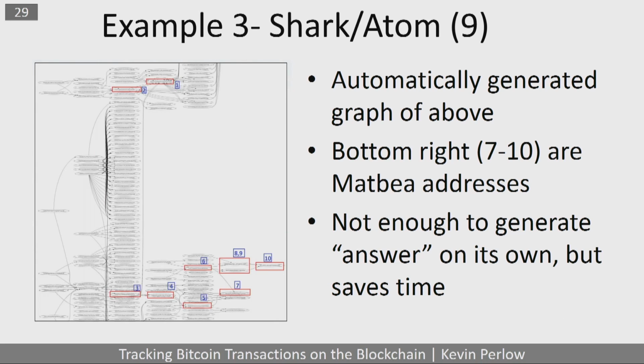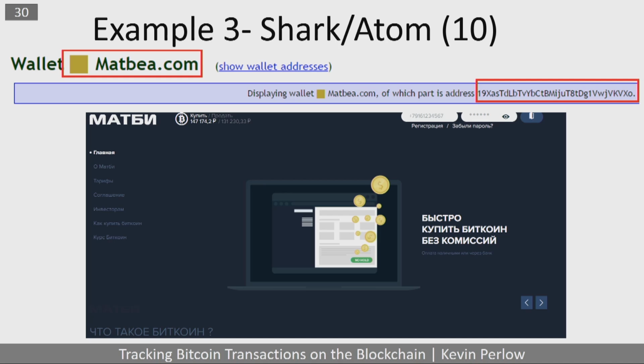So I mentioned matvia.com. If you map this all out using the script from before, it'll look something like this. It just depends on which address you use as the baseline for the script. But we have a couple others at the bottom right that are also matvia.com. Well, here's matvia.com. You can see the Cyrillic text there. So we're looking at a Russian Bitcoin exchange.